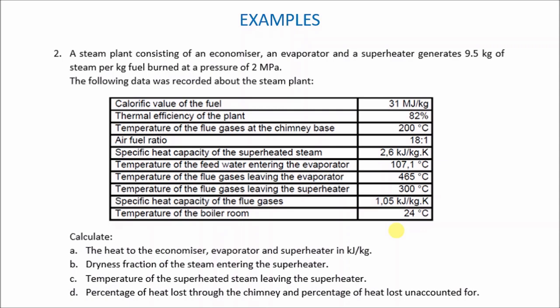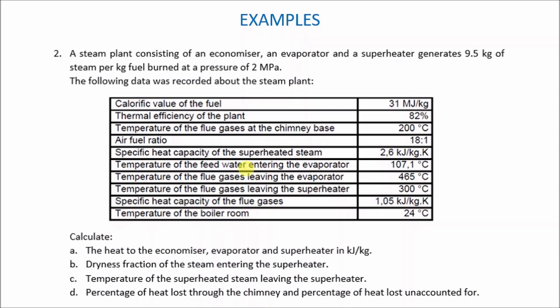And you are also given the specific heat capacity of the superheated steam, 2.6 kilojoules per kg Kelvin. Now, this is the specific heat capacity of the superheated steam. So do not use this CP value when you are using equations for the flue gas. When you're using equations for the flue gas, use the specific heat capacity of the flue gas. Really important. The CP for superheated steam, you only use it with superheated steam.